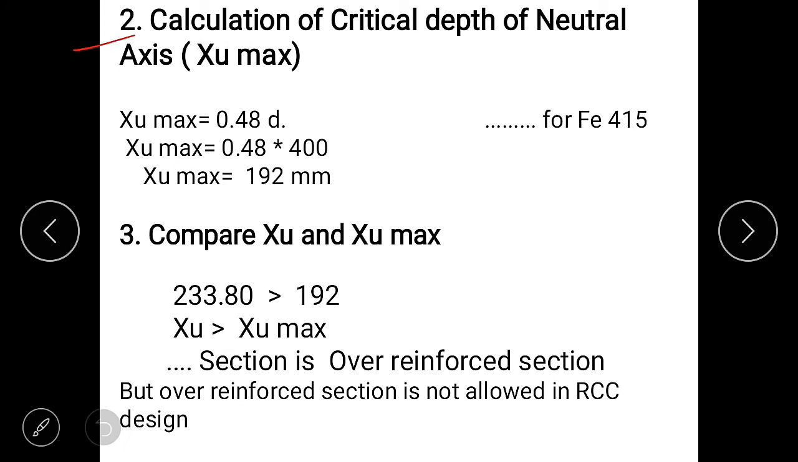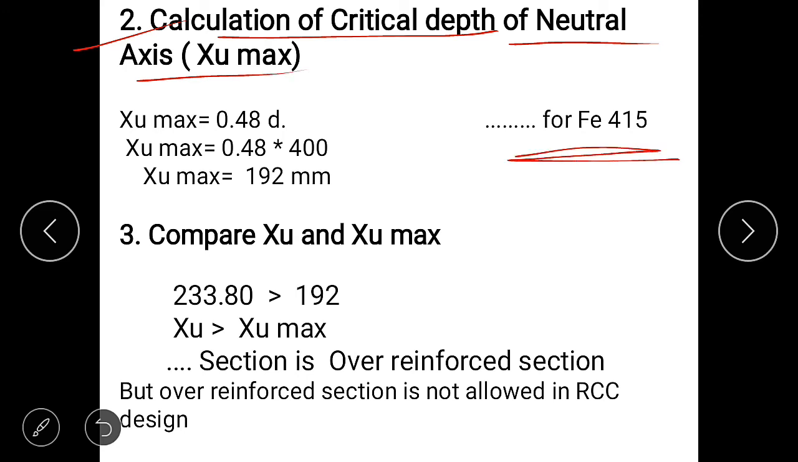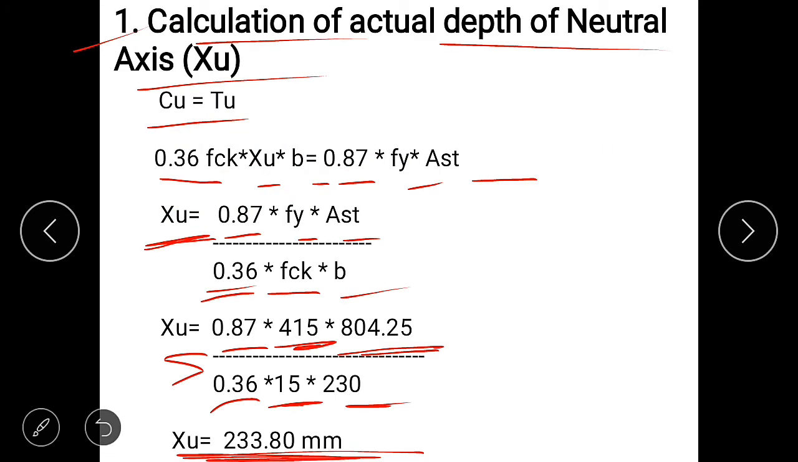Next, second step, we have to calculate the critical depth of neutral axis, XU max. For Fe 415, the value of XU max is 0.48 D. So XU max is 0.48 into 400, which is 192. Here consider XU max is 192 and XU is 233.80.